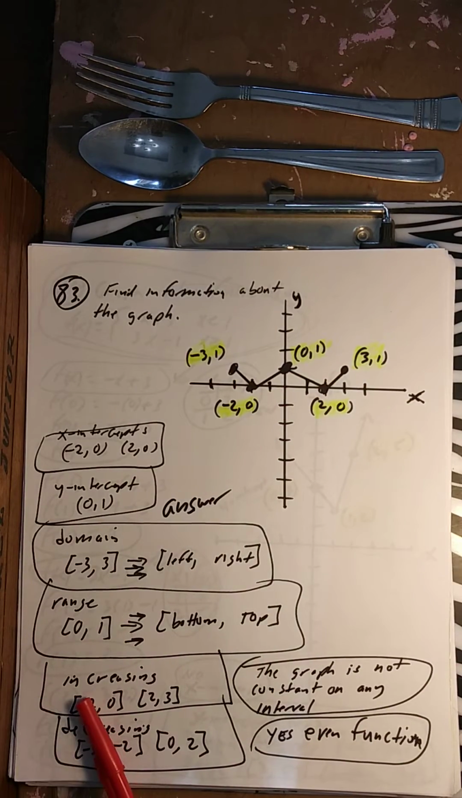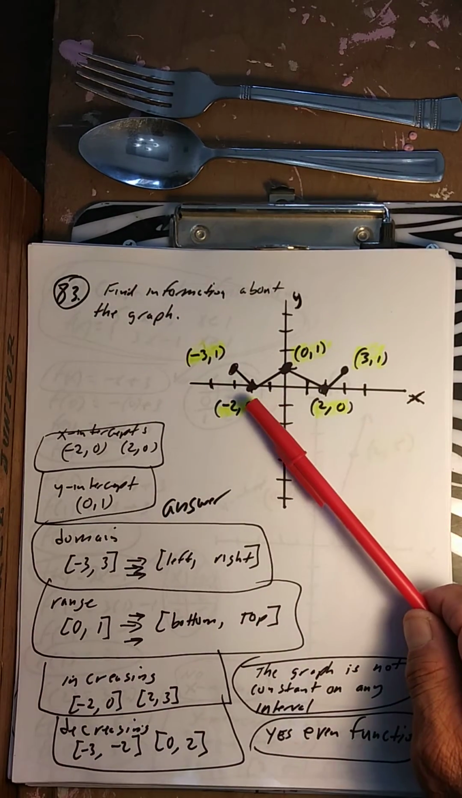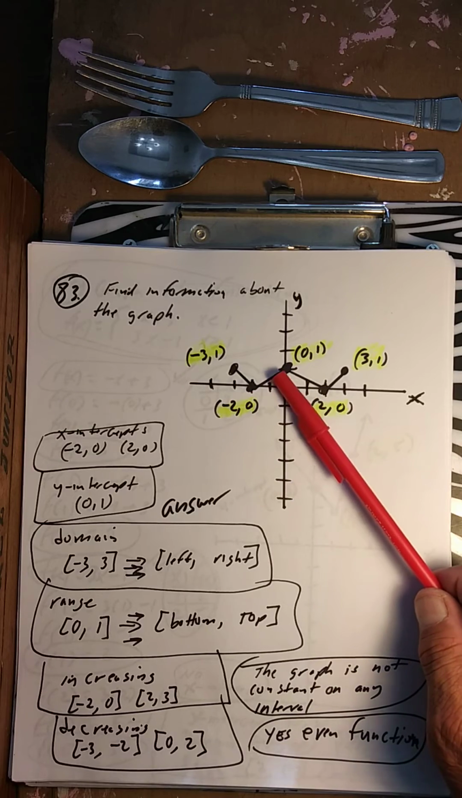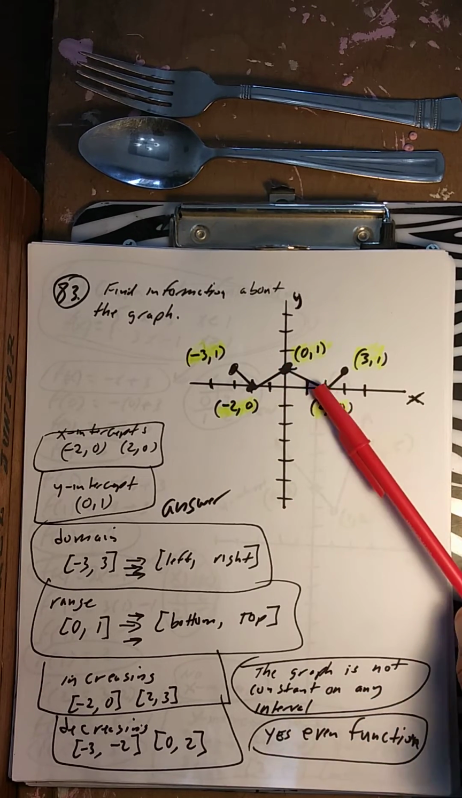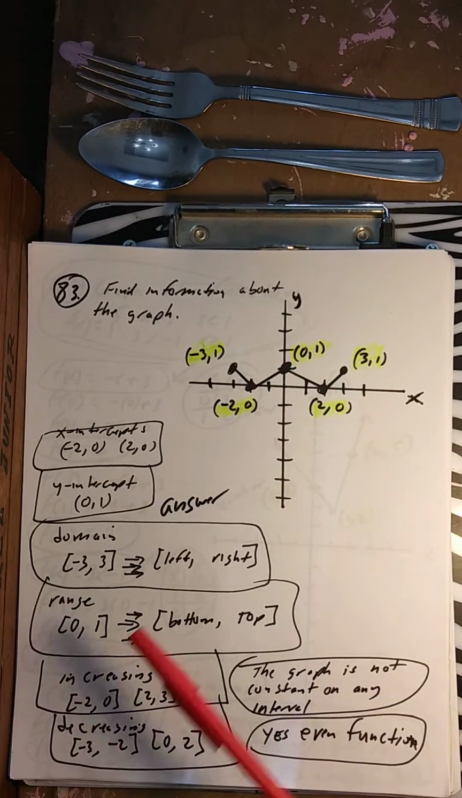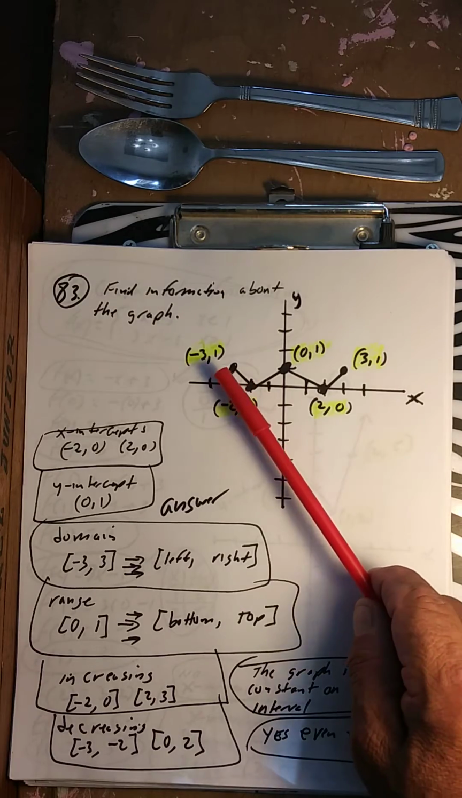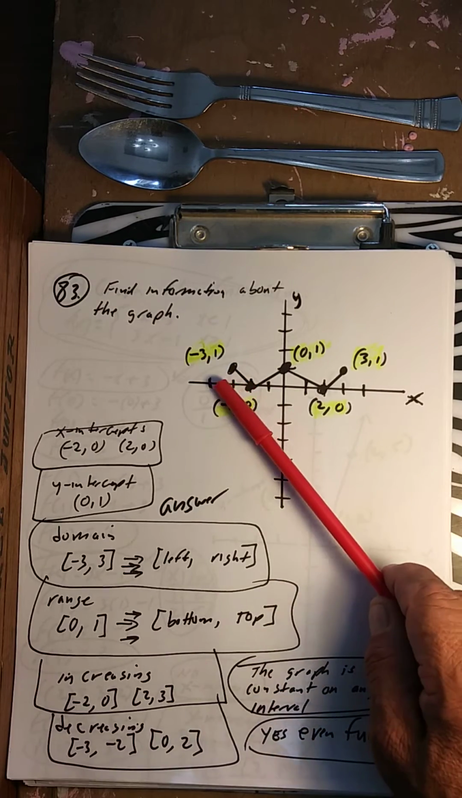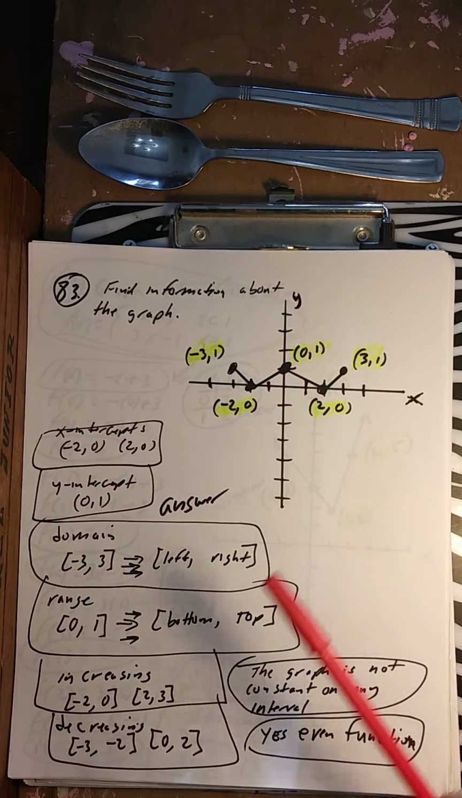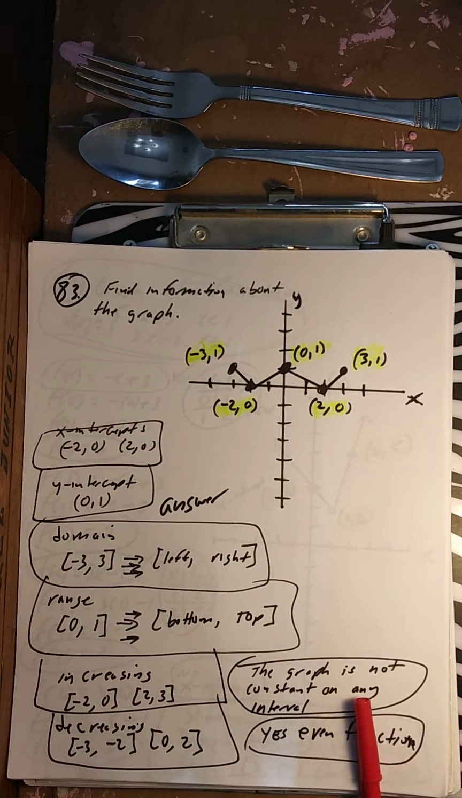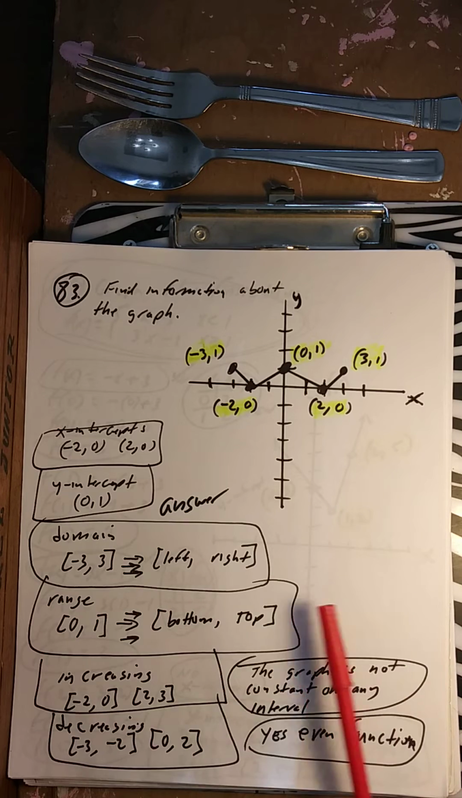Now, increasing. Where's it increasing? From -2 to 0 it's going up, and then from 2 to 3 it's going up. See right here? Up, down, up. And decreasing where? From -3 to -2, then going up, then going down again from 0 to 2. And the graph is not constant. In other words, it doesn't go straight anywhere. So it's not constant.